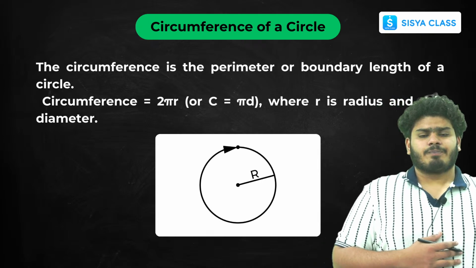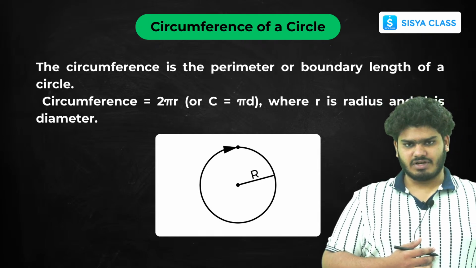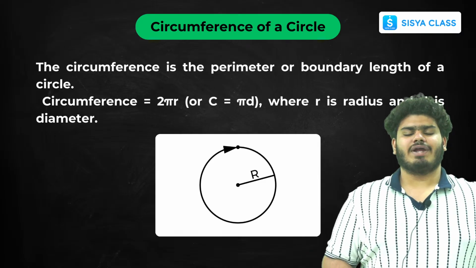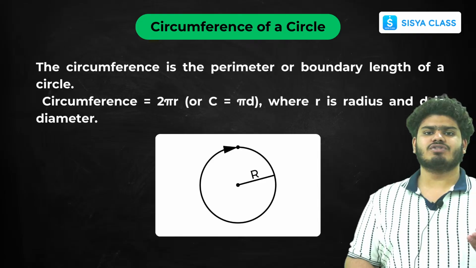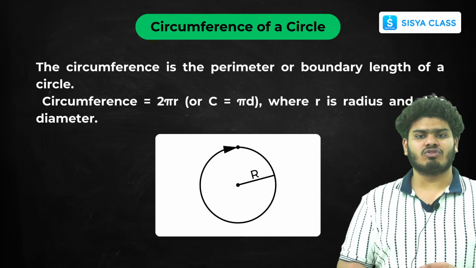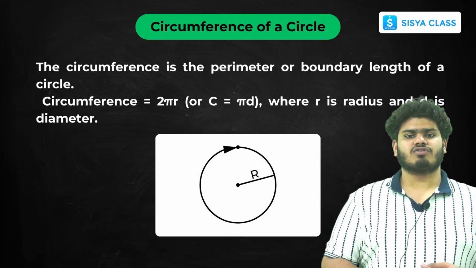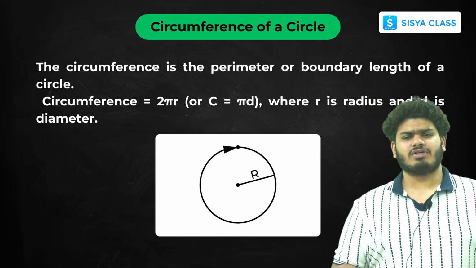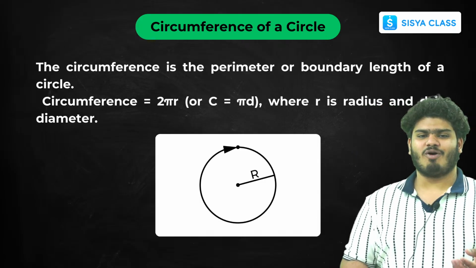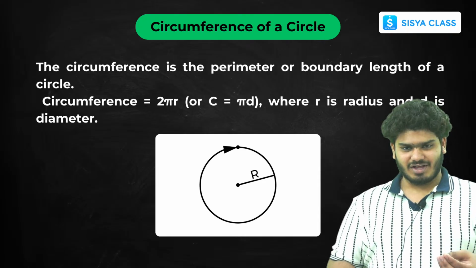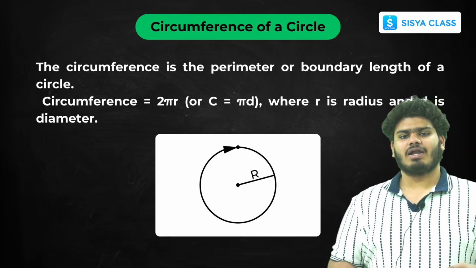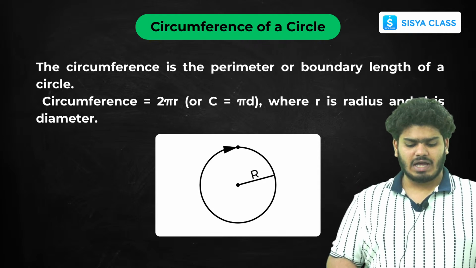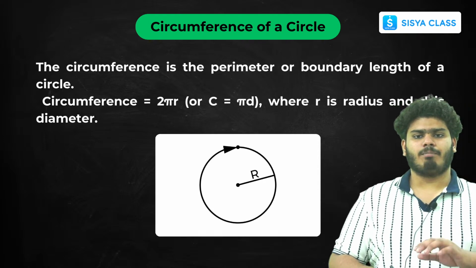Now, how is the circumference found in a circle? It's not a straight line where we can use a scale to measure the length of the circumference. It's a curved line. There are two methods. The formula is mandatory, and we usually use that only. But there is one other method, where we use a thread to find the length of the boundary.